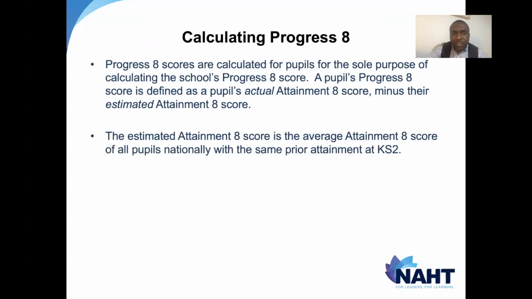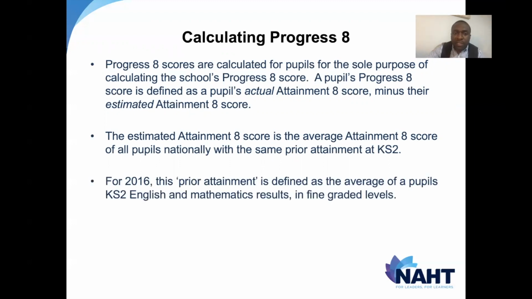So here we go. The estimated Attainment 8 score is the average attainment score of all pupils nationally with the same prior attainment at Key Stage 2. So if you're working at a certain level at Key Stage 2, there is an estimated level you're expected to get to when you get to Key Stage 3.